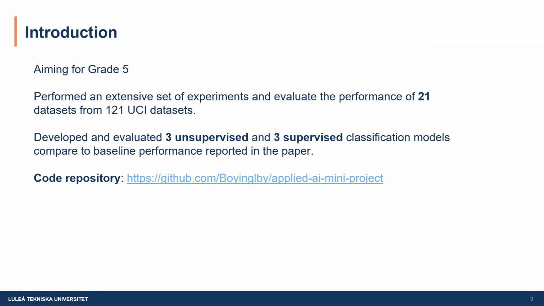Next, please. First, about the introduction, here we analyzed 21 datasets from the 121 UCI datasets. We performed an extensive set of experiments and evaluated performance. To aim for grade 5, we developed and evaluated 3 unsupervised and 3 supervised classification models. And we pasted the link of our original code here as well.